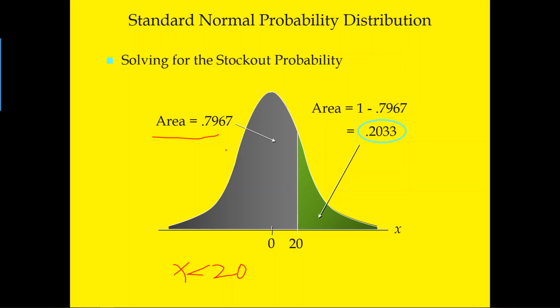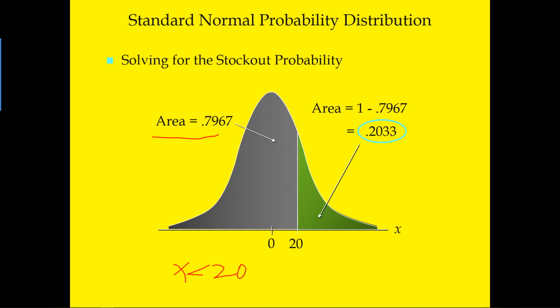And then we will get 0.7967. But our goal is to figure out x larger than 20, which is the area shaded by green. But a few minutes ago, we learned the characteristic of the normal distribution: the area under the whole curve equals 1. Since the green area plus the gray area equals 1, therefore the green area equals 1 minus the gray area. Therefore we got 0.2033.